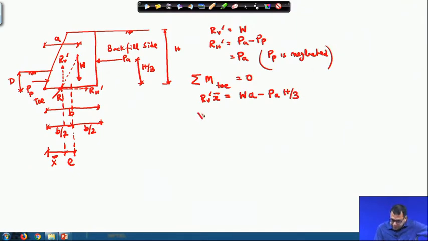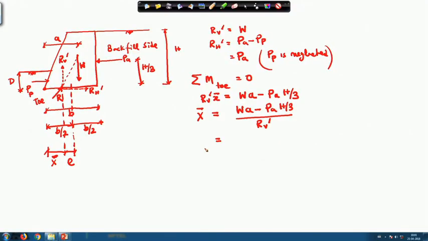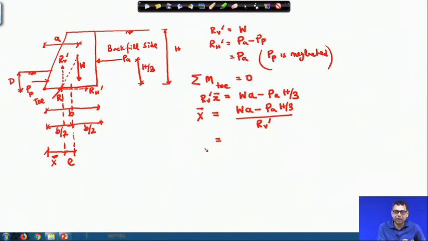Okay. So, I can write that x bar is equal to (W a minus P a into h by 3) divided by R v dash. So, what is W into a? W is giving the resistance, because your earth pressure P a is acting in this direction. So, the weight of the wall is not allowing this wall to move or rotate. So, it is giving the resistance. That is why this moment due to the W is the resisting moment.